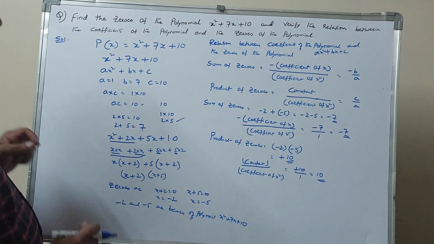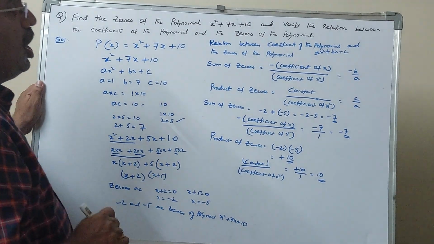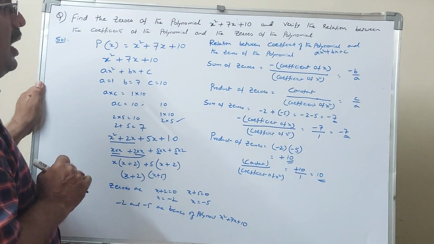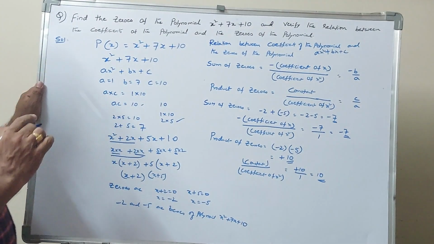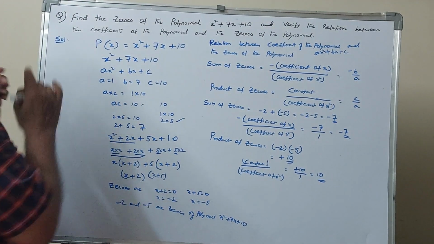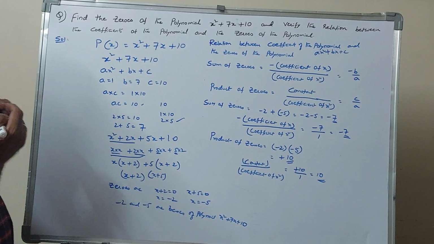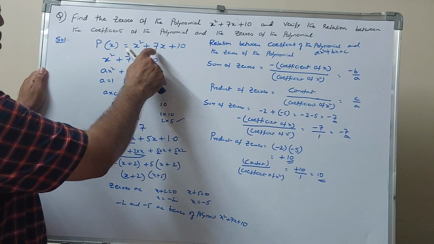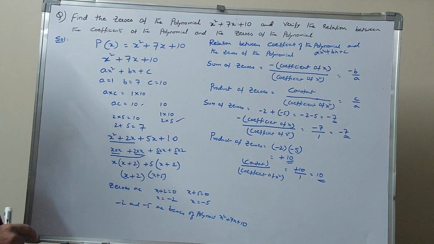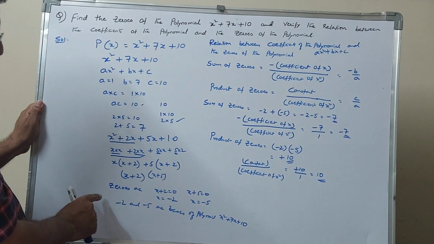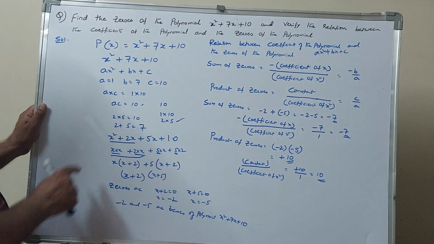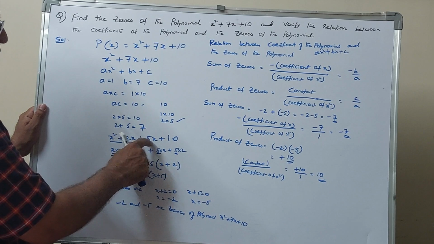So this is the way you get the relation between the coefficients of the polynomial and the zeros of the polynomial. Okay, I will again explain you one more time. P of x is equal to x square plus 7x plus 10. By factorization you should get the zeros of the polynomial. So x square plus 2x plus 5x plus 10.